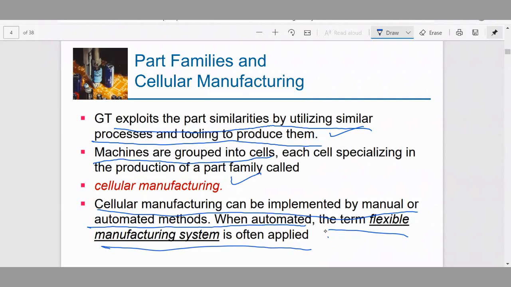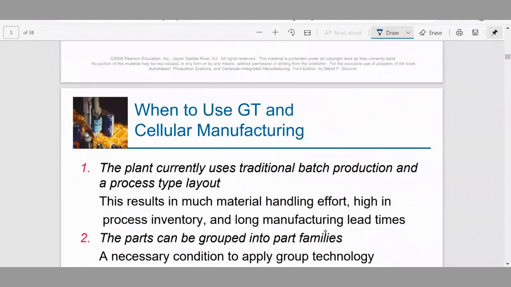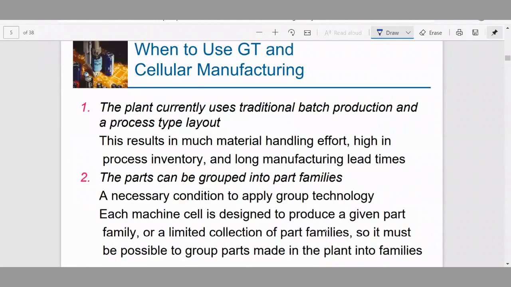But it can also be applied to the manual system. When to use GT and cellular manufacturing? There are some prerequisites required before implementing group technology and cellular manufacturing. The plant currently uses traditional batch production, right? This is a very important prerequisite. And a process type layout. Exactly, if you have batch production, then the layout will be a process layout.